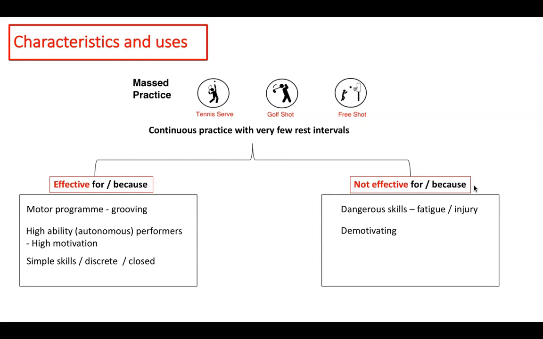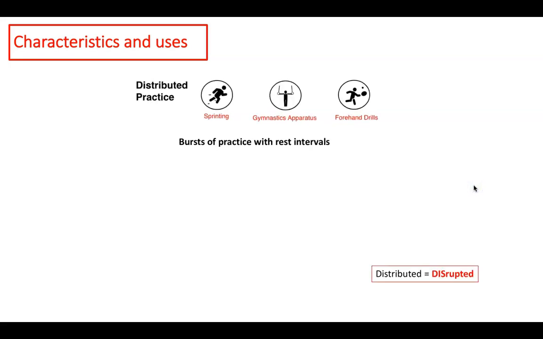So make sure you've got all that information down. You've got questions for each point, and we'll move on to distributed practice. So distributed practice is bursts of practice with rest intervals. So it's actually the opposite to mass practice, okay? So mass practice, very limited rest intervals. Distributed practice, bursts of practice with rest intervals. E.g., sprinting or a sprint start in running. Okay, so it's really good for exercise that is going to cause potential fatigue.